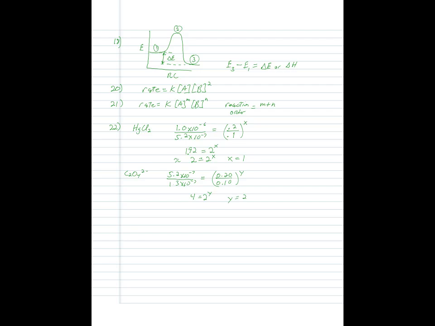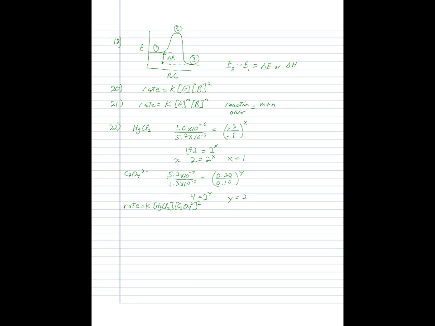Okay, so now we can write our rate law. We can say that rate equals k, concentration of HgCl2, concentration of C2O4 2 minus, and that gets squared. Okay, so that's our rate law now.